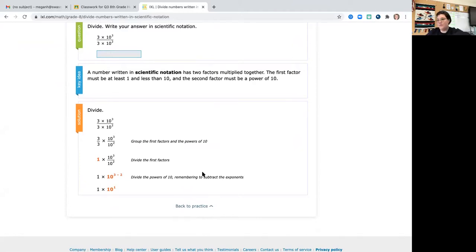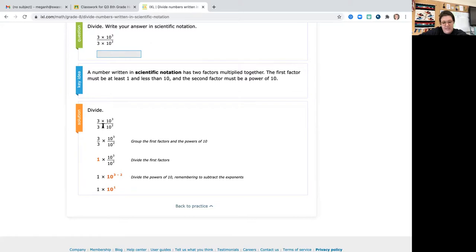in IXL. So what we're gonna do when we divide two numbers in scientific notation, this is actually a whole new system from what we were doing before. And it's pretty simple once you get the hang of it. You're going to divide the base numbers, and then you're gonna take your powers of 10 and you're going to subtract the bottom exponent from the top exponent. So I'm gonna put this on my paper really quick.